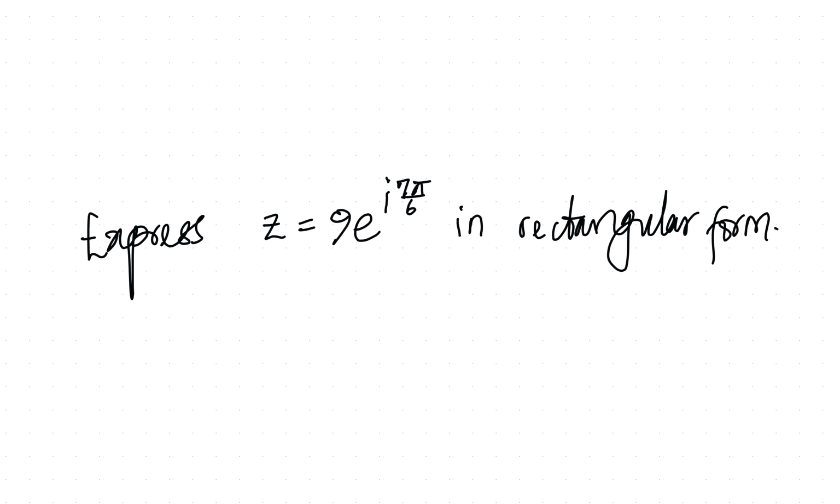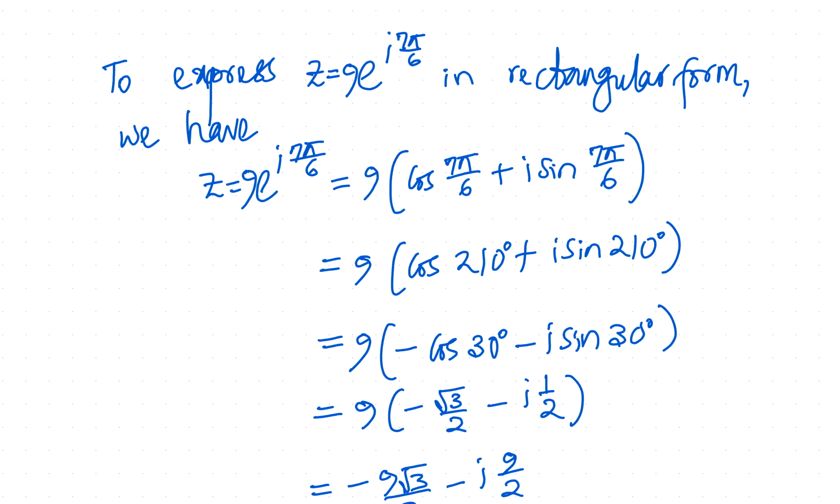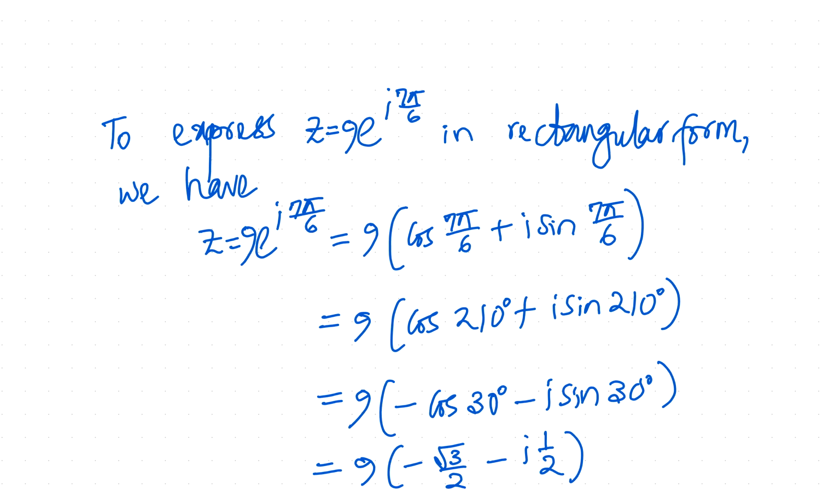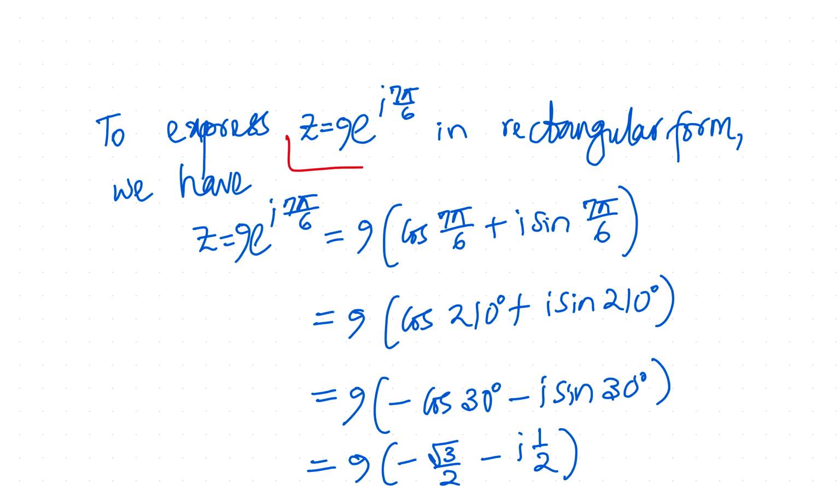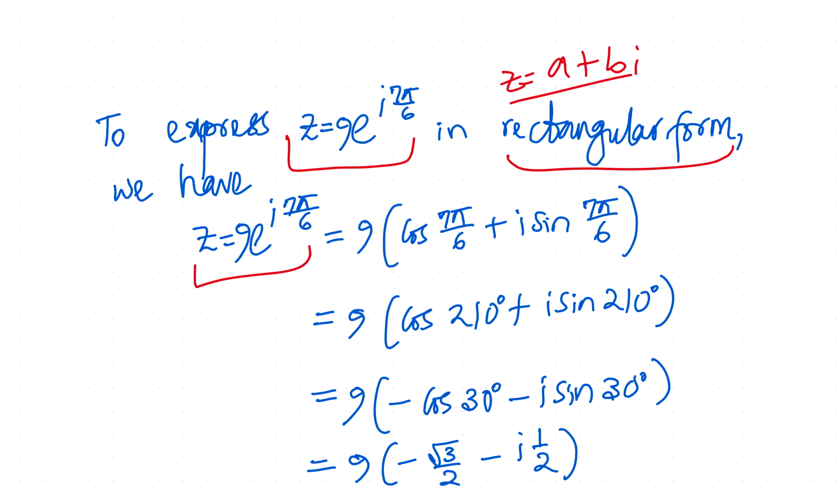You want to express Z equals 9e raised to power i7π over 6 in rectangular form. That means in the form a plus bi. So Z becomes a plus bi. So let's see how that works. In this case, we have Z equals 9e raised to power i7π over 6. And to convert that is pretty straightforward. You just have 9 cosine of the angle 7π over 6 plus i sine 7π over 6.